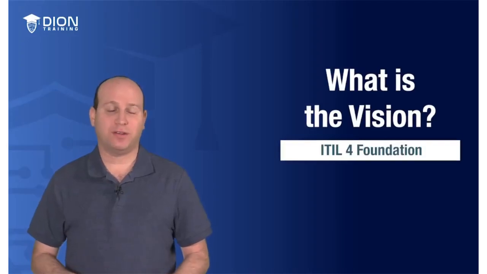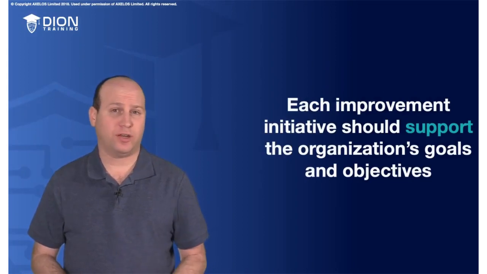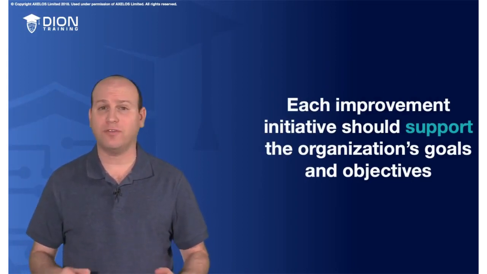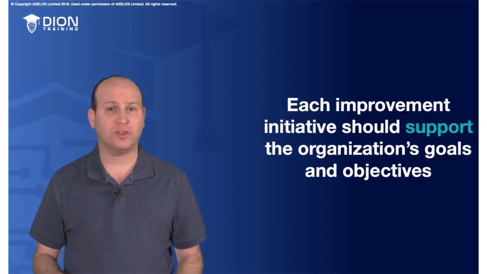What is the vision? Each improvement initiative should support the organization's goals and objectives. The first step of the continual improvement model is to define the vision of the initiative. What exactly are we trying to accomplish? This is going to provide the context for all of our subsequent decisions and links all of our individual actions to the organization's vision for the future.